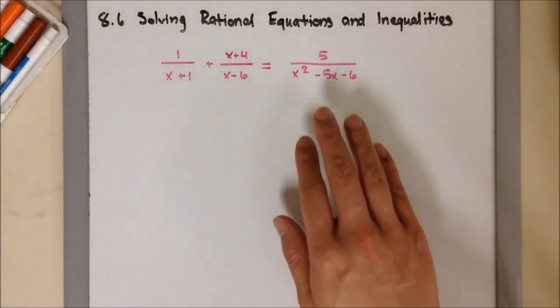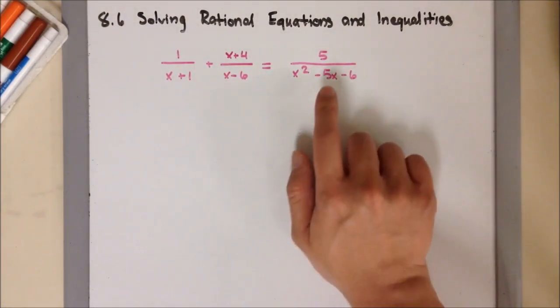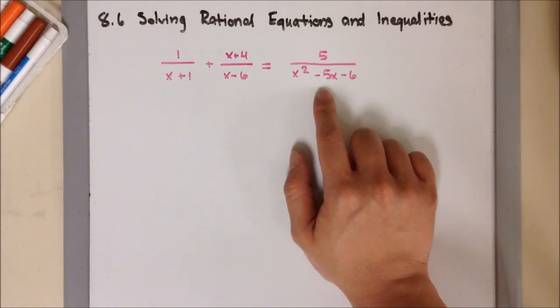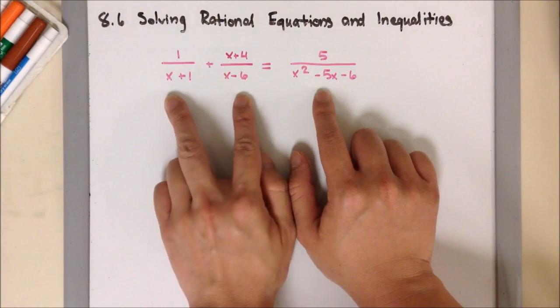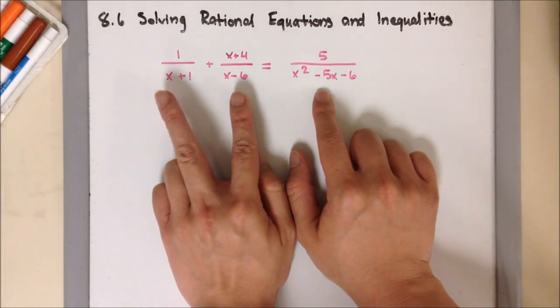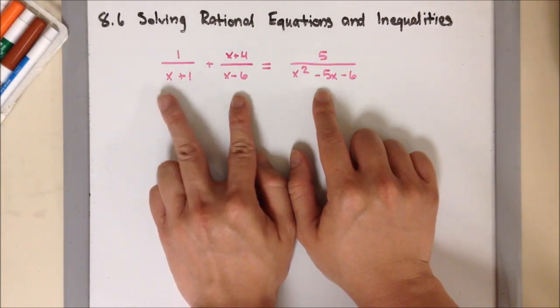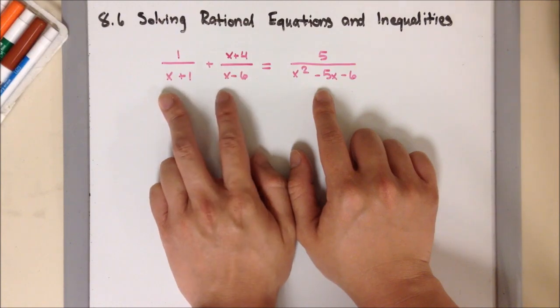In this example, mainly in the fraction on the right side, the very last fraction. Over here, there's not much to factor for x plus 1, it's in its simplest form, and not much you can factor in x minus 6.